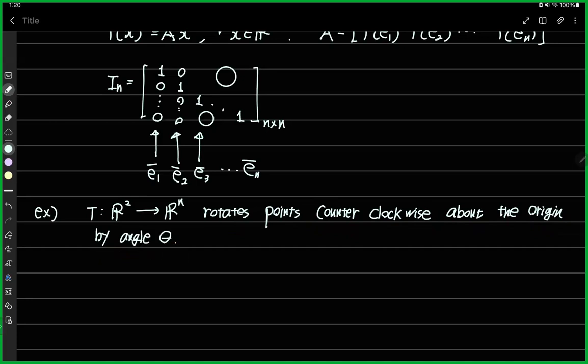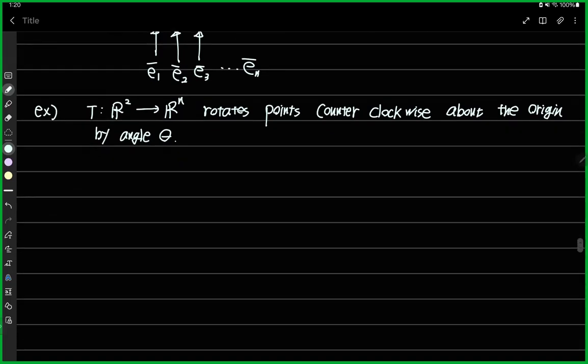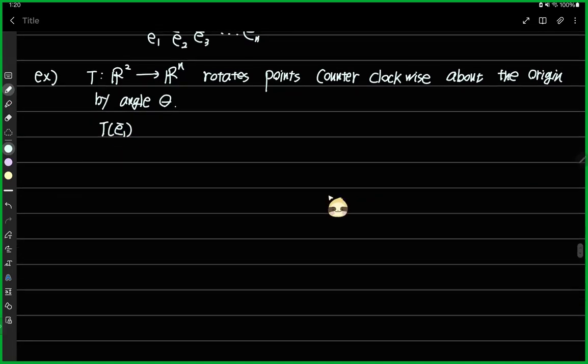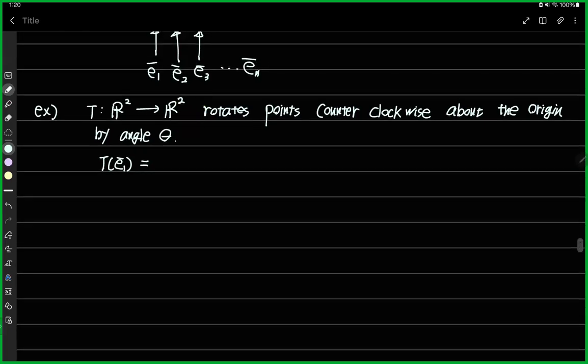So how can we construct the matrix A so that the linear transformation operates like that, rotating points counterclockwise by the angle theta? We're going to use T of E1. To figure that out, we need to construct T of E1 and T of E2. This is R2 to R2. Sorry, this is 2, not n. It's a typo.